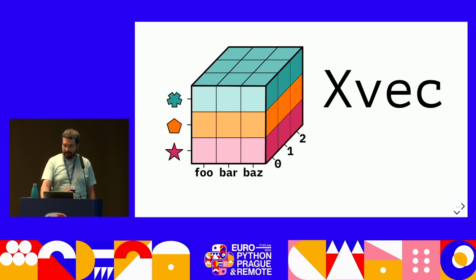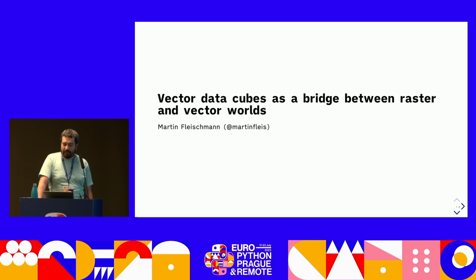The data structure is called vector data cubes. We see it as something that lives in between geospatial raster data, and I will show an example of how that looks, and geospatial vector data, and I will also show what I mean by that.